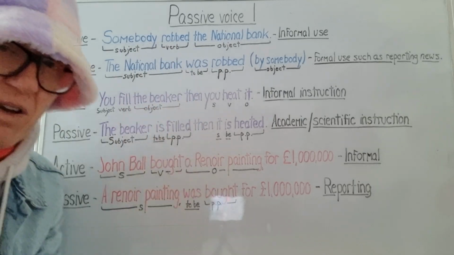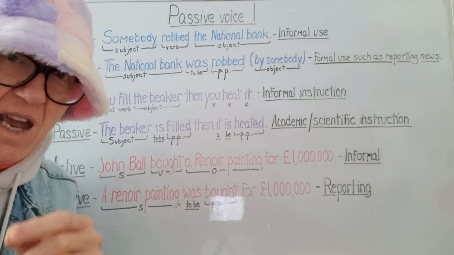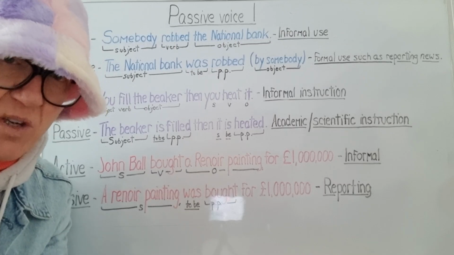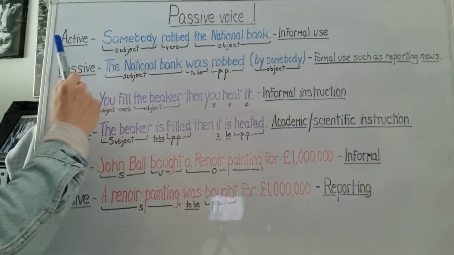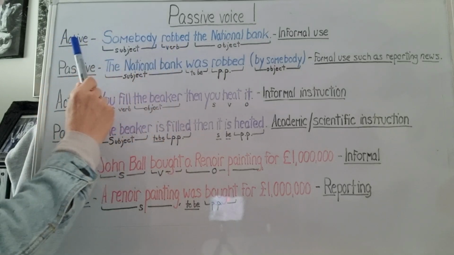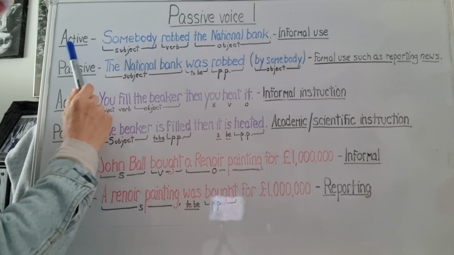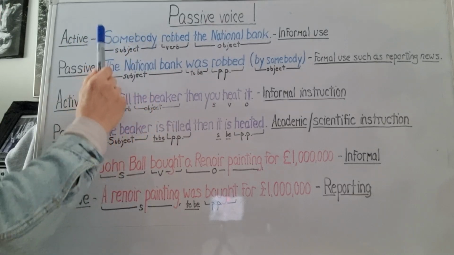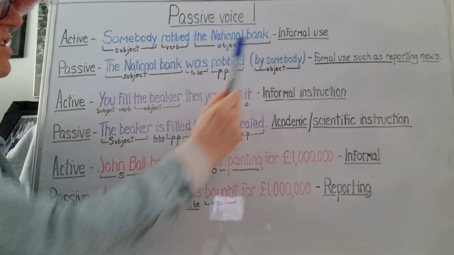Today, I want to talk about the grammar of passive voice and the purpose of passive voice. Why do we use it and when do we use it? Let's look at an active sentence. Okay, this is the first example of when we use passive voice, when we don't know who the subject is. Somebody robbed the National Bank.